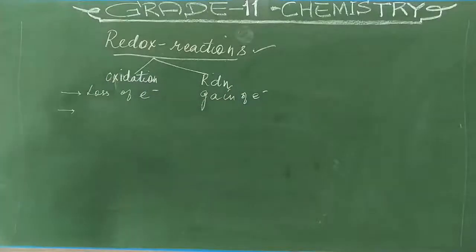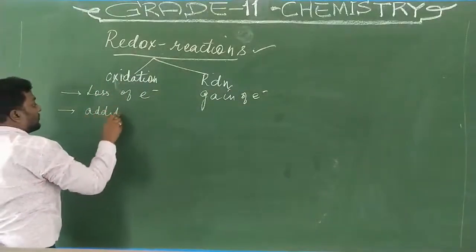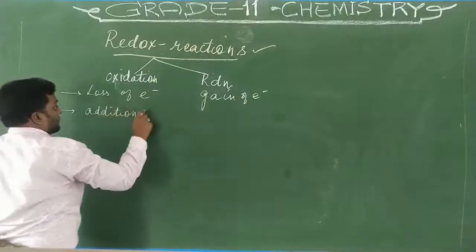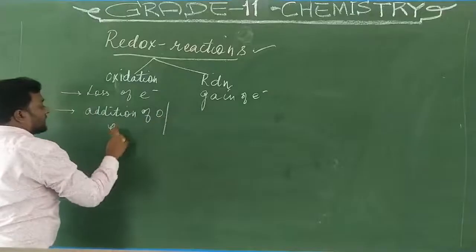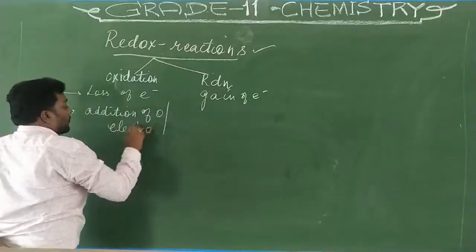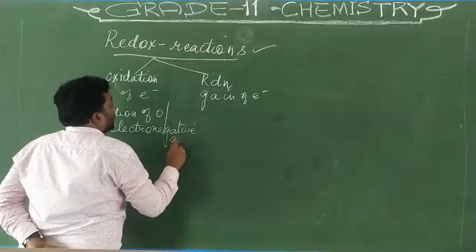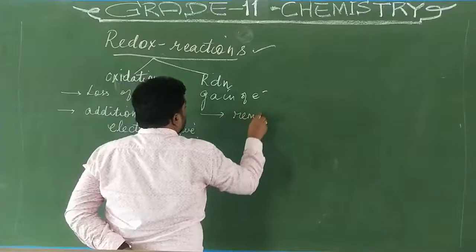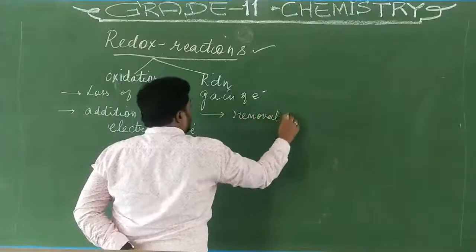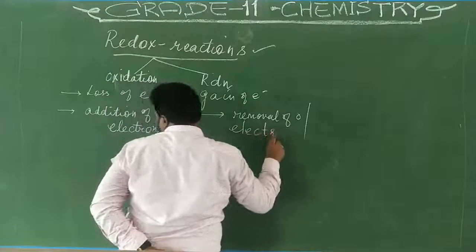Then second one, in case of oxidation, oxidation is the addition of oxygen or the electronegative atom, or otherwise the addition of electronegative atom. What is reduction? Reduction is the removal of oxygen or otherwise the electronegative atom.